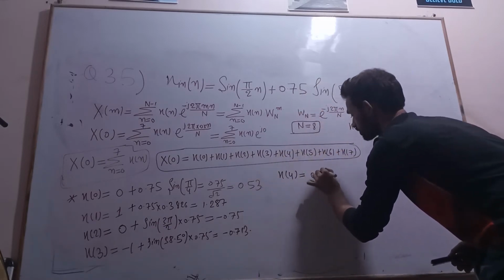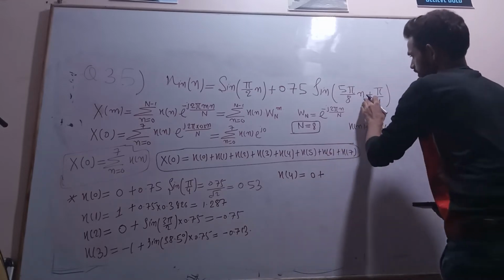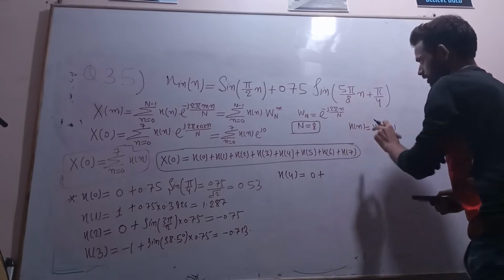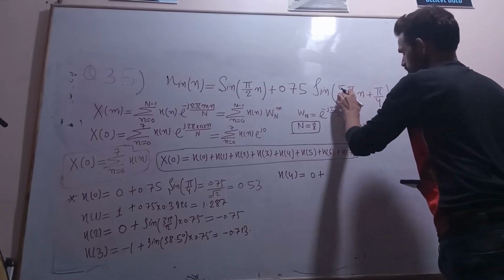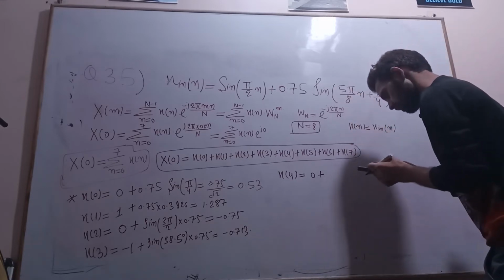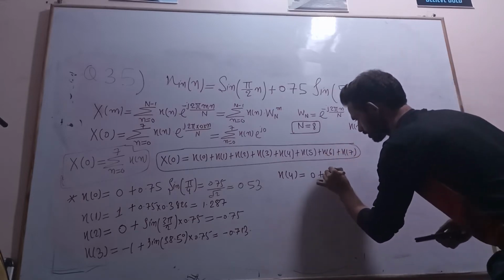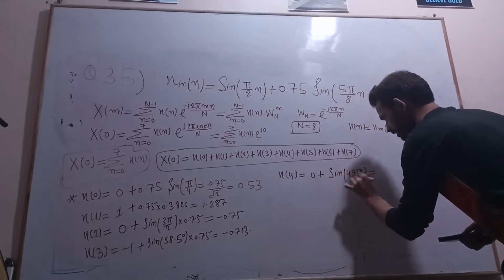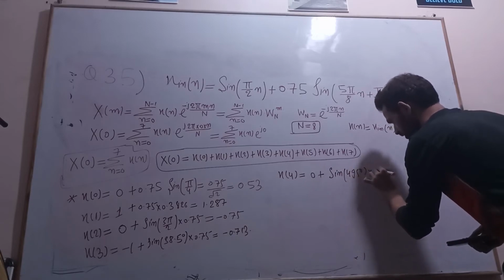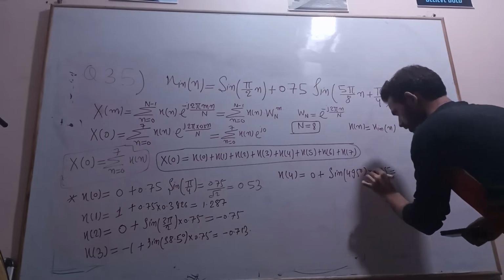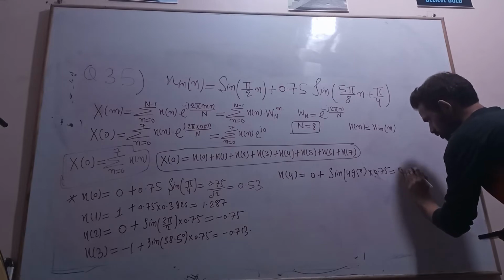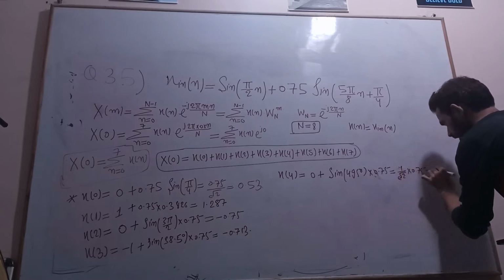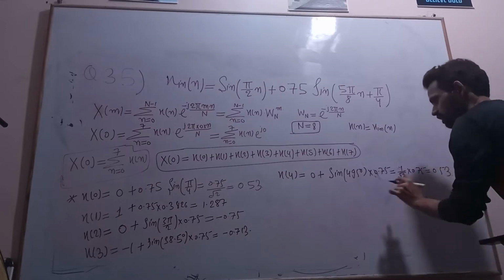Similarly, x of 4: sine 2 pi is 0, plus. Putting 4, 4 twos are 8, so 5 pi by 2 means 10 pi by 4. 10 plus 1 is 11, 11 pi by 4 means 11 into 45, so this is 495 degrees. So sine 495 degrees is 1 by root 2, into 0.75, which gives 0.53. So this is x of 4.